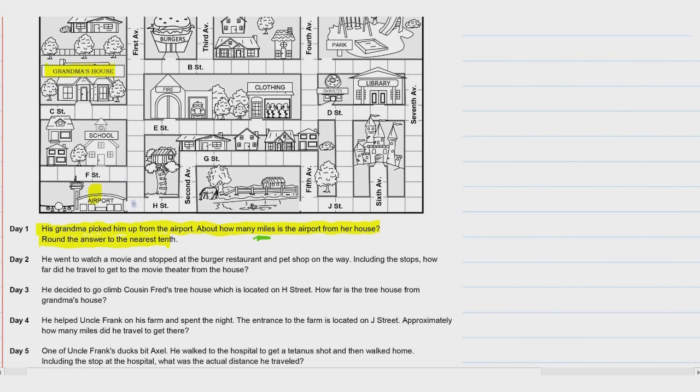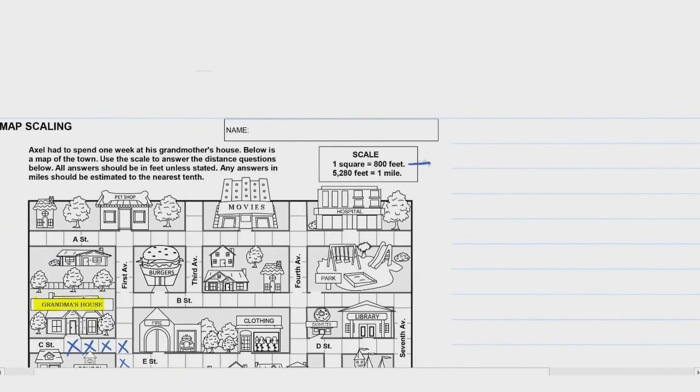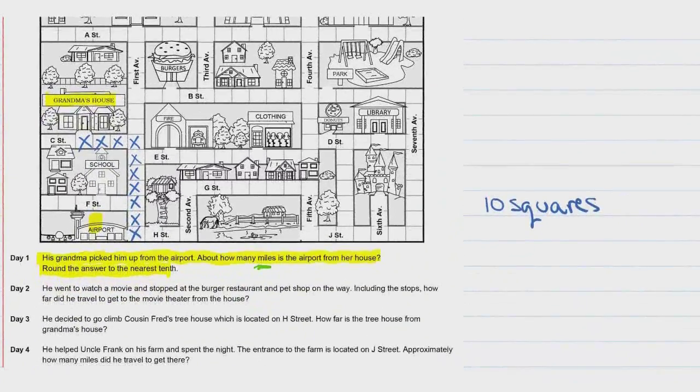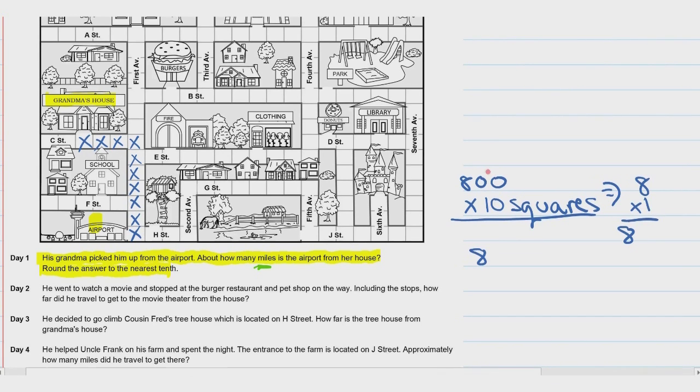So let's get started. The airport is 1, 2, 3, 4, 5, 6, 7, 8, 9, 10 squares. So we take 10 squares and we're going to multiply that by 800 because each square is worth 800 feet. Now, most of you should know this already. When you're multiplying with multiples of 10, like 10, 20, 30, 40, 800, you don't have to worry about the zeros until you're done. So basically, all this problem is saying is 1 times 8 is 8. And you see this 0 right here, this 0 right here, and this 0 right there. We just put it back in when we're done. So we get 8,000 feet.